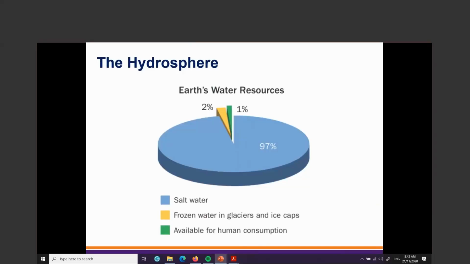Even though we have a lot of water on the Earth, only 1% is available for human consumption, because the others are salt water or frozen water, and only 1% is fresh water. Okay, so that is why we have to control and take care of our hydrosphere.